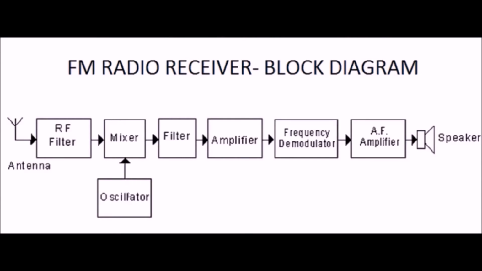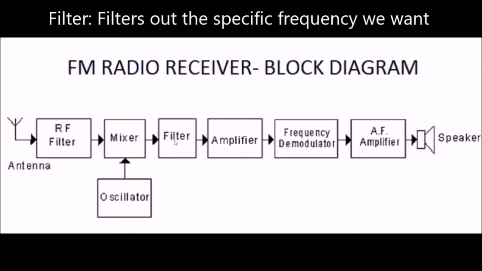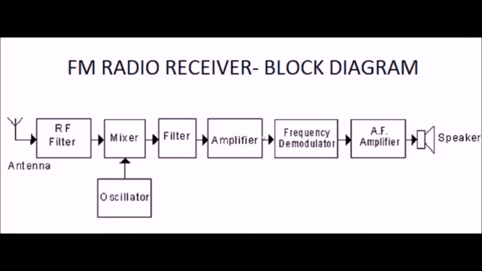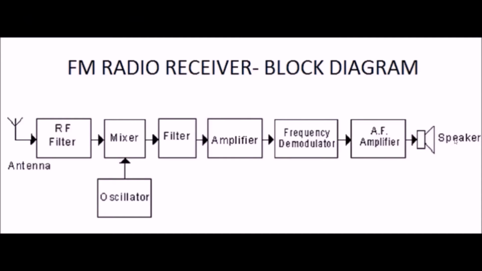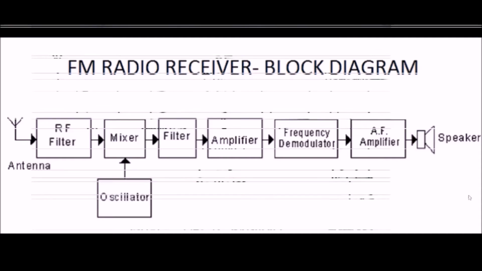The oscillator is basically used to change the output from the mixer. Then it goes to the filter, which filters out the specific frequency that we want, and it is amplified. The demodulator converts the encoded info to audio, which is then further amplified and goes onto the speaker, after which we can hear the radio sound.